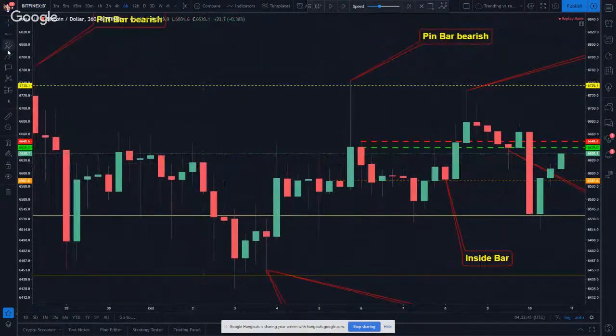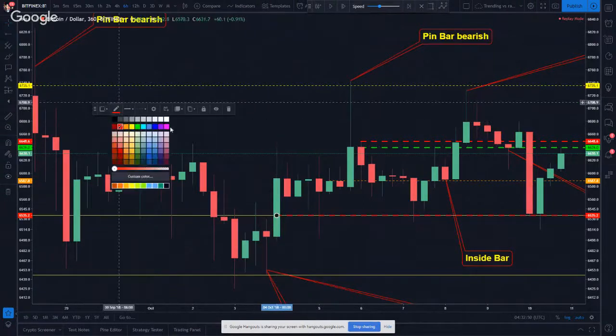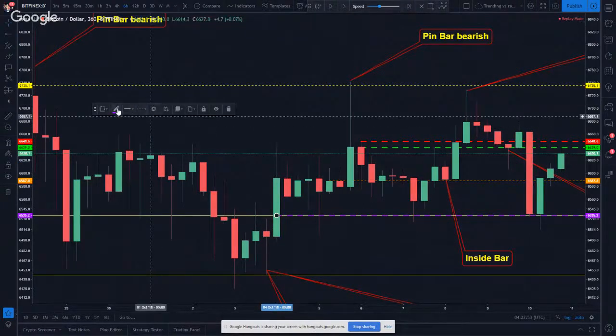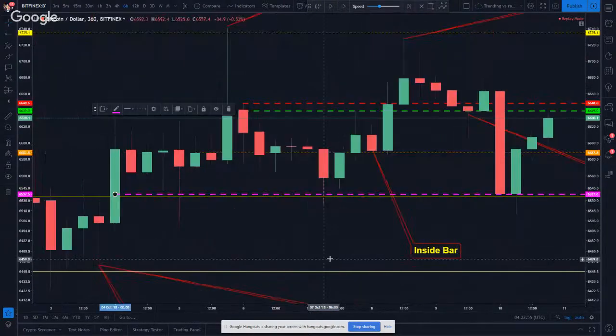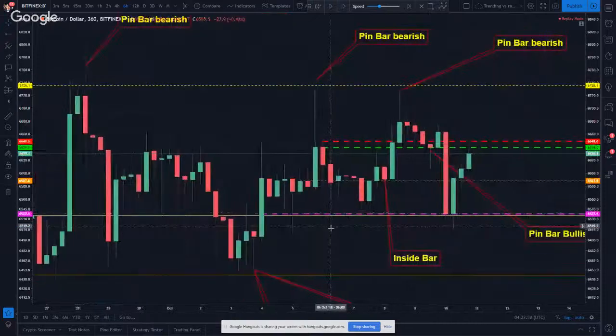We would have placed our take profit. Considering this trend was still trending upwards, I would have placed it at the support level that I already have marked here. Let's place this pink, not purple, and move it slightly above. But yes, this pink support here is where you would have placed your take profit.